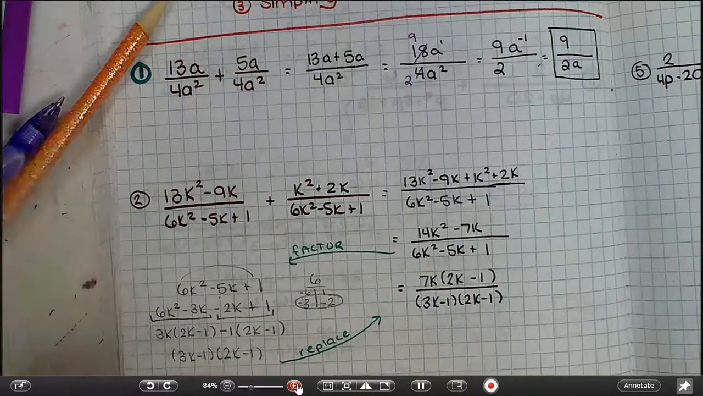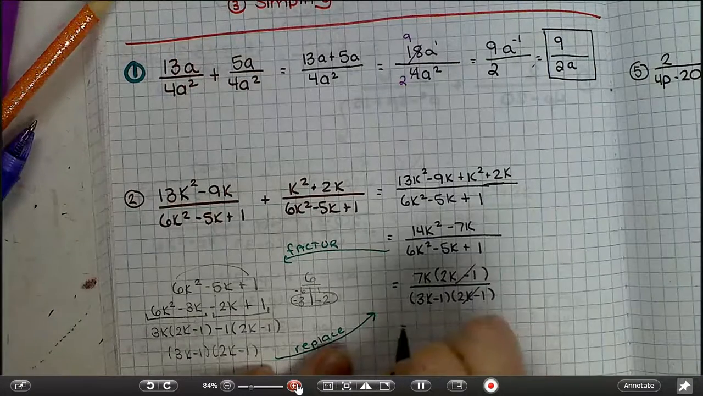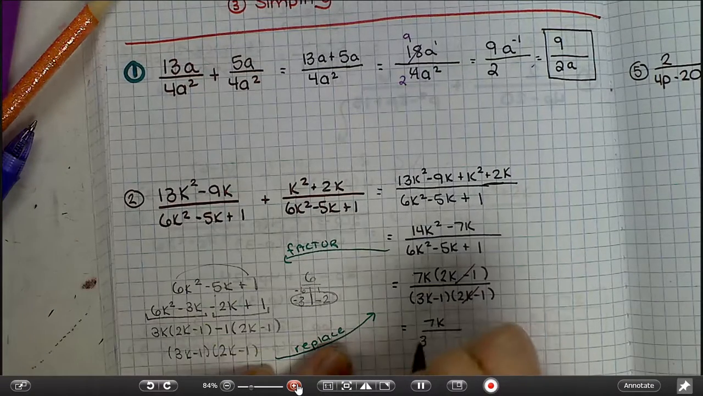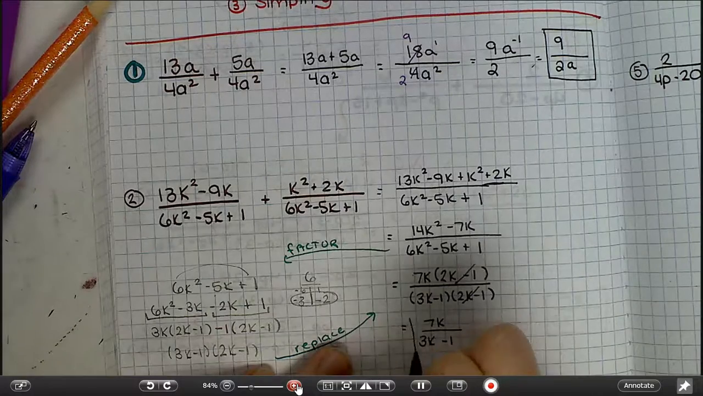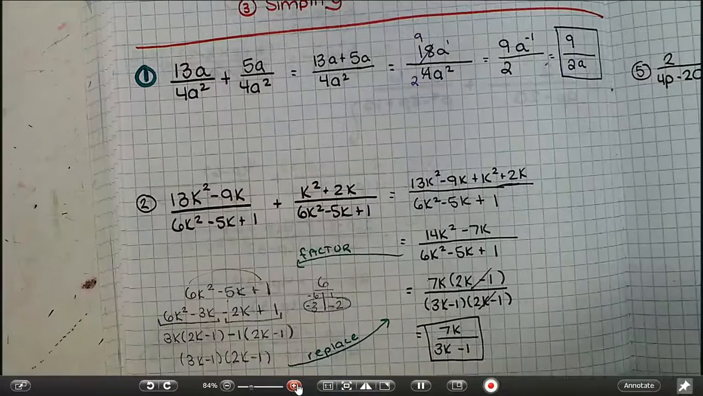And then we're going to cancel out any like factors. And that leaves us with the answer, 7k over 3k minus 1. All right, so now let's look at what it's like when we have unlike denominators.